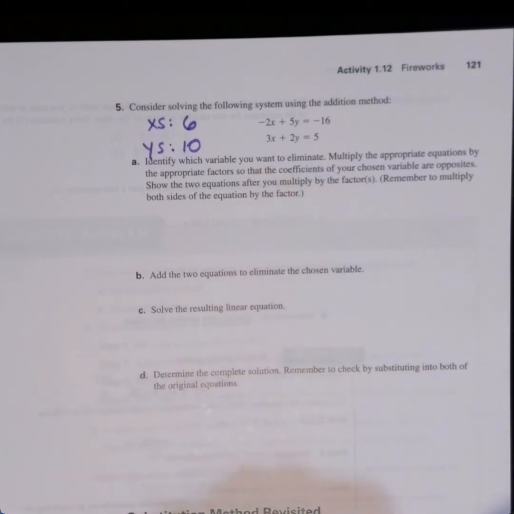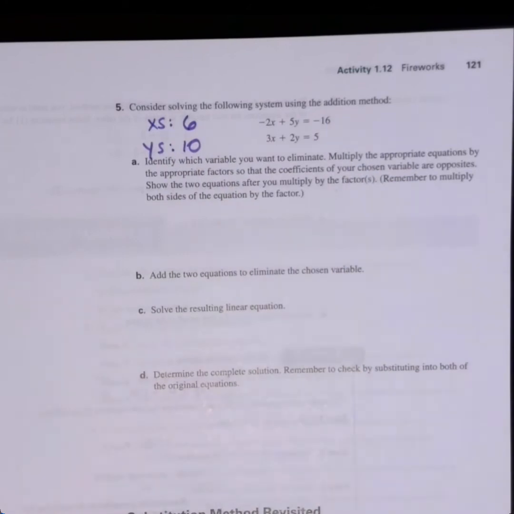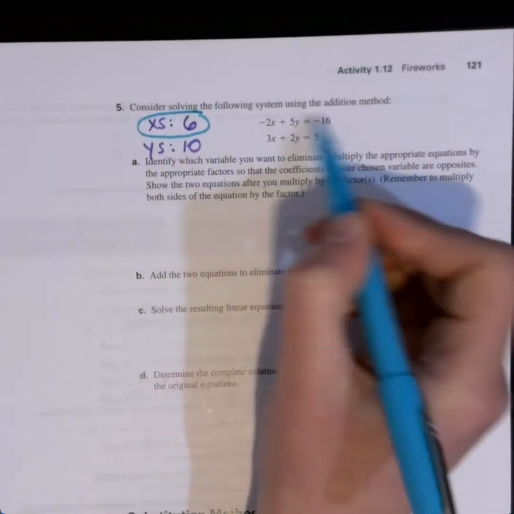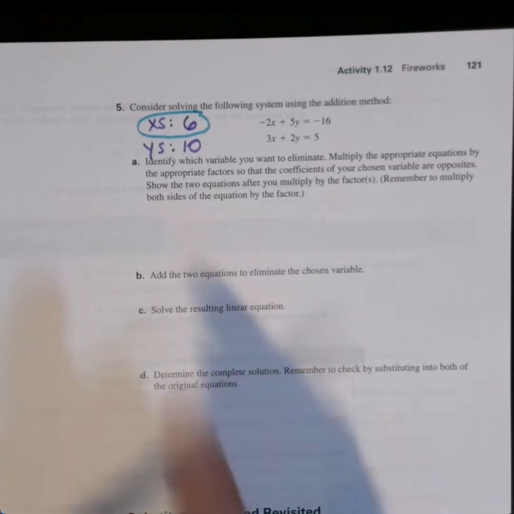It doesn't matter which one I do. I get to decide. And usually I would choose the one that had the smaller number to work with, because the bigger the numbers get, the harder they are to work with. So I'm going to get rid of the x's because they have a smaller least common multiple. So it doesn't matter. 6 and 10 are relatively both small. But if one of them was like 6 and the other one was like 312, 6 has a clear advantage. Okay, so let's say we're getting rid of x.